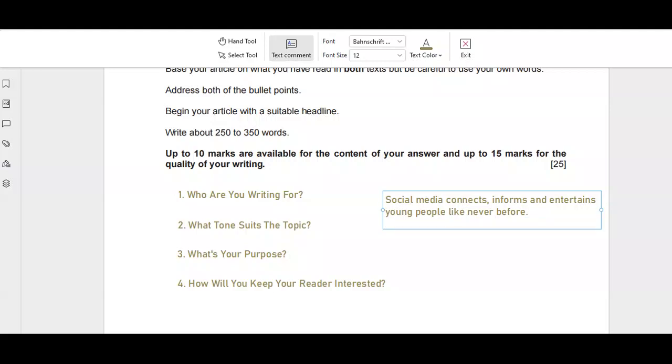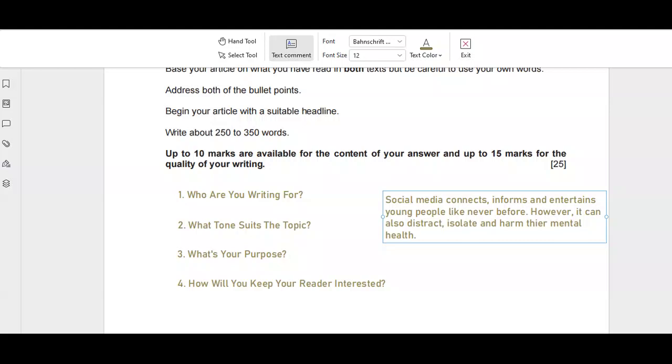In order to continue, you may also write, however, it can also distract, isolate, and harm their mental health. If you combine both of these sentences together, it will give you a very good beginning to your article. Right? So this is an example of the rule of three that you can apply in your article.